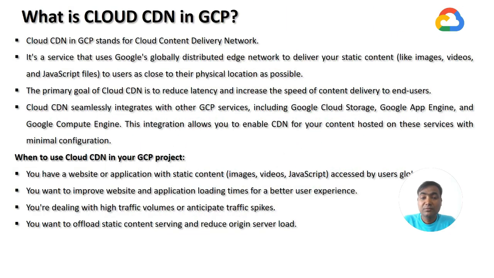Let's get started. Cloud CDN in Google Cloud Platform is a global low latency content delivery service that helps improve the performance, reliability, and scalability of websites and applications by caching content at strategic locations around the world. The primary goal of Cloud CDN is to reduce latency and increase the speed of content delivery to end users. Guys, Cloud CDN in GCP stands for Cloud Content Delivery Network.